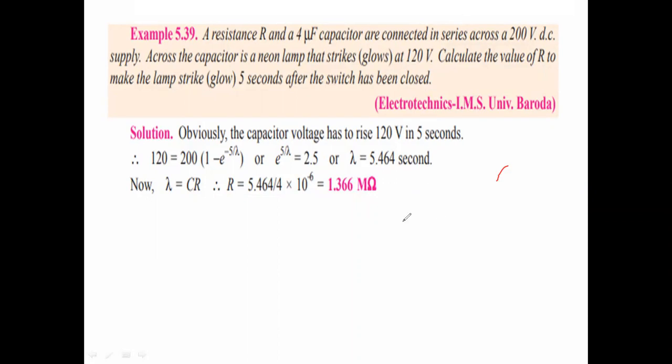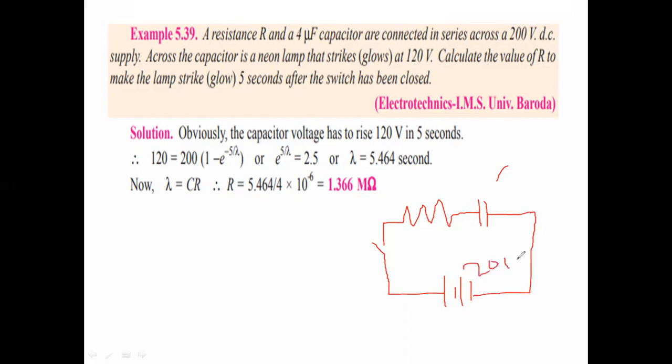So this is the resistor R and this is the capacitor. And for this we have a switch. Just by closing the switch, it will be connected to a voltage source of 200 volts. And across this capacitor, there is a neon bulb.